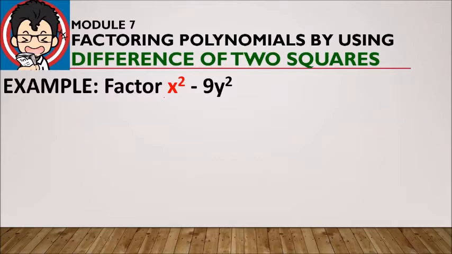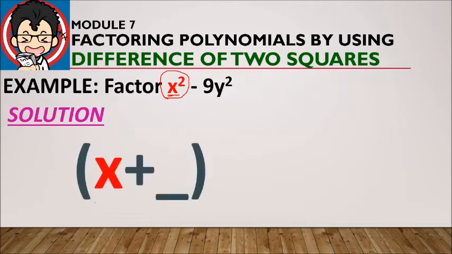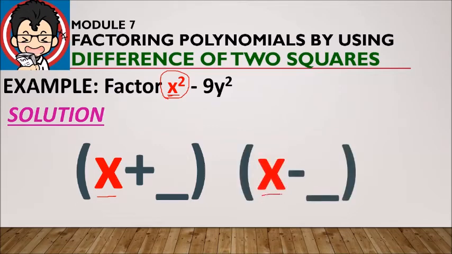Next is, we will focus our attention dun sa first term ng ating x squared minus 9y squared. In this case, dx squared. Anong gagawin natin? We will get the square root of this. So, ano bang square root ng x squared? Yes, the correct answer is x. Now, anong gagawin natin dun sa x? Yung x, isusulat natin ngayon as a first term dun sa unang binomial natin. Ito yon. Then, yung isa naman, isusulat natin as a first term dun sa pangalawang binomial.